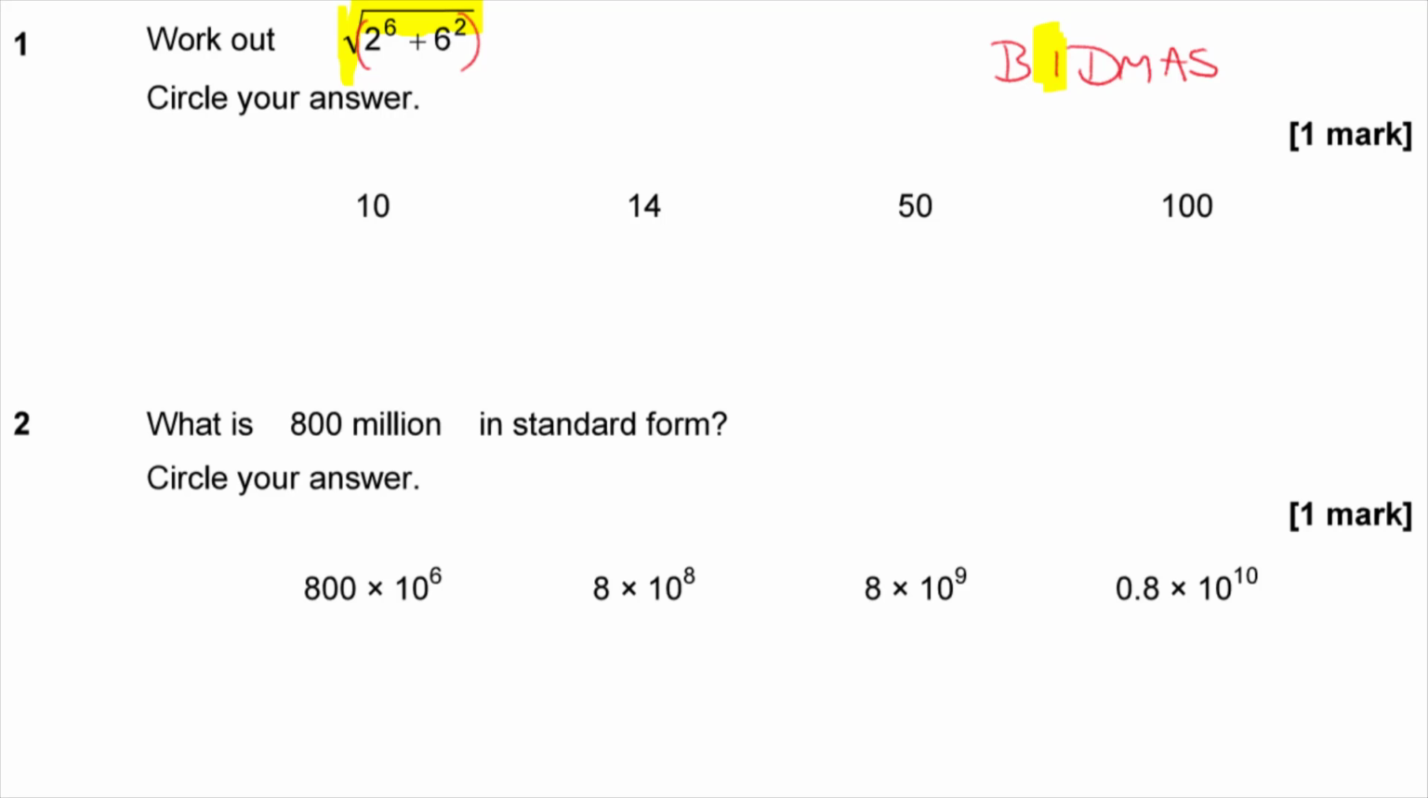Inside the brackets we've got squares and plus, so indices come before addition. So we're going to do the squares first. 2 to the power 6, 2 times itself 6 times is 2, 4, 8, 16, 32, 64. So I'm going to get 64 plus 6 squared. 6 squared is 36. And that needs to be square rooted. 64 plus 36 is 100. And the square root of 100 is going to be 10. So it's that one there.